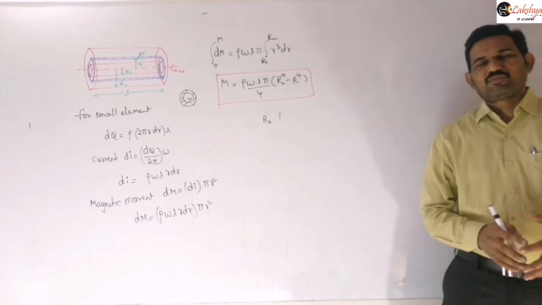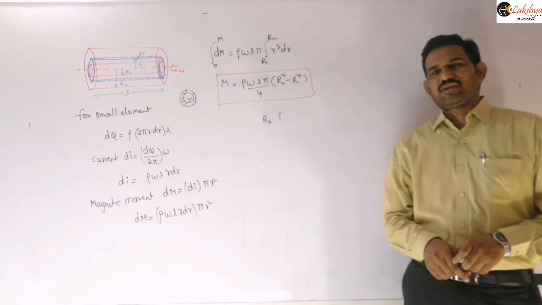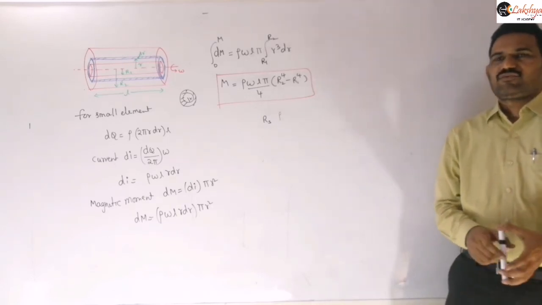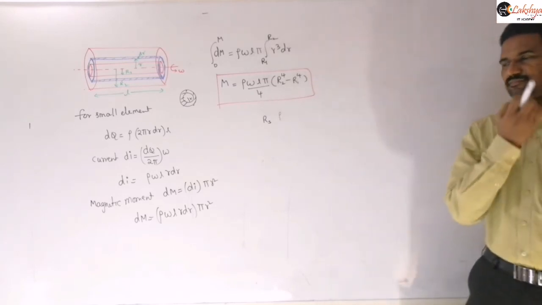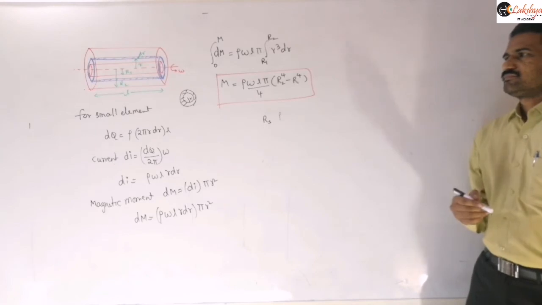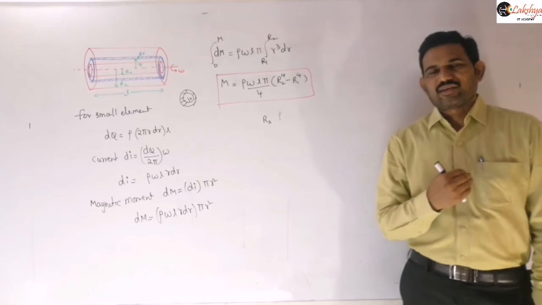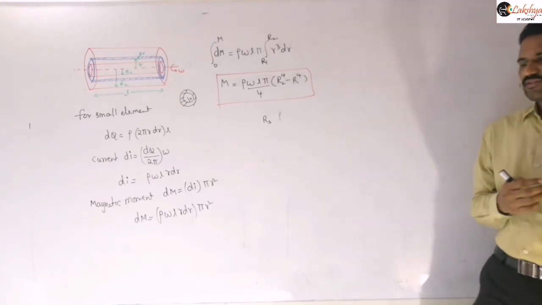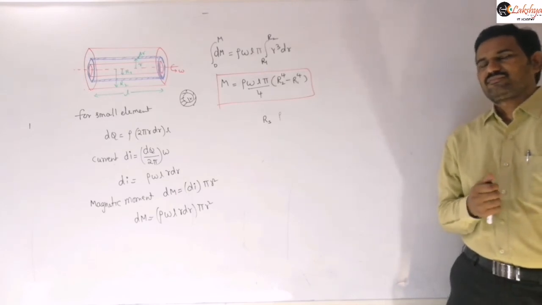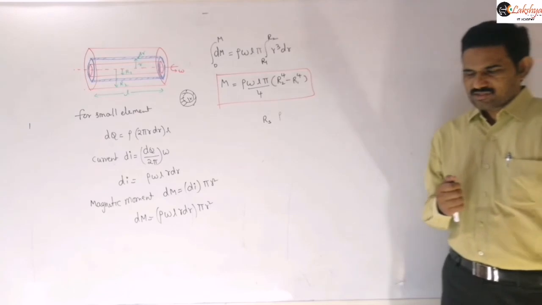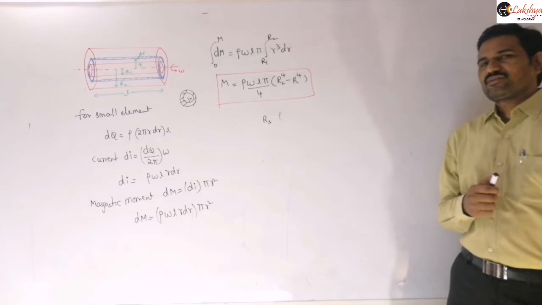And this total arrangement is rotating about its common axis with angular velocity omega. So find an expression for Rs such that the magnetic moment of the system is 0.